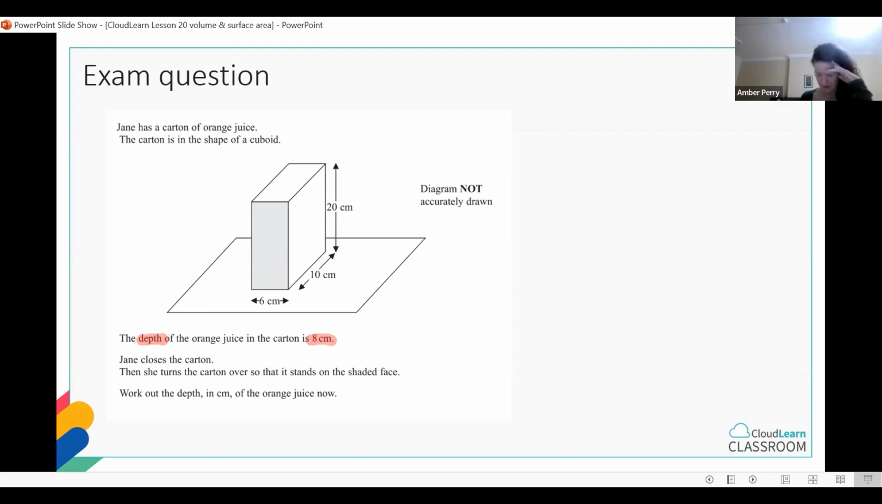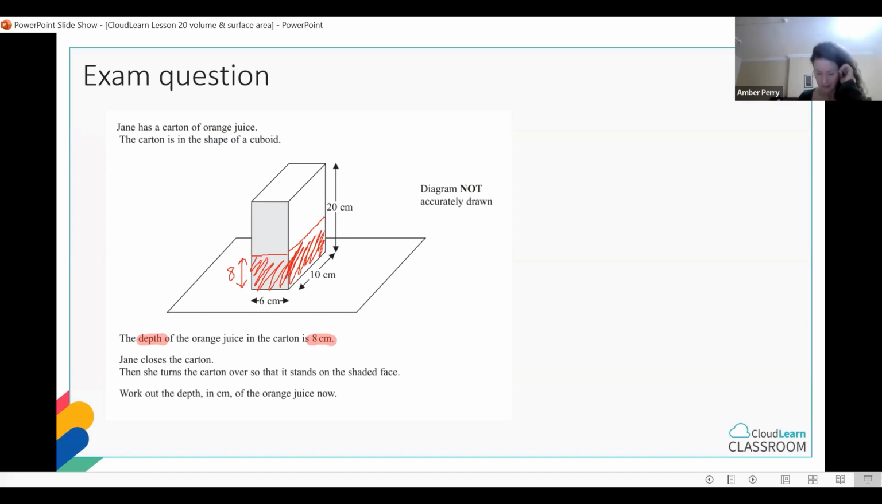Honestly, the first place I would start in the exam is I would take this depth of 8 centimeters and I would draw that on the diagram, okay? So it's a carton here, it's 6 by 10 by 20 centimeters. But if you imagine it's a see-through carton, you can see the orange juice in it. The orange juice would go up to around about here, wouldn't it? The depth of the orange juice is 8, so that would go to about there. So that means that this much is orange juice and the rest is just air.